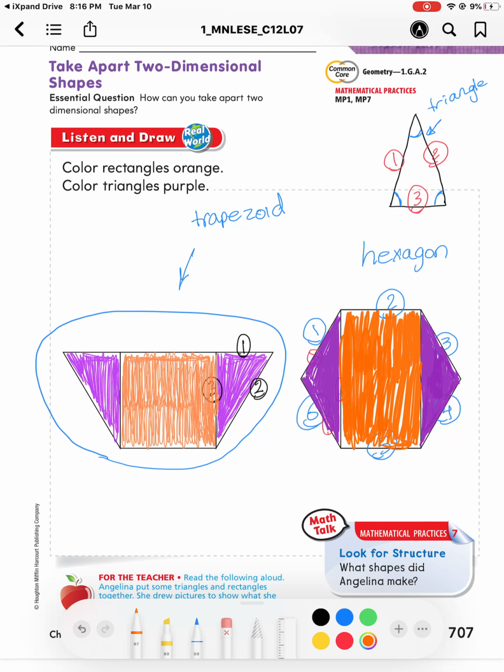Okay, so I know you can color better than me.